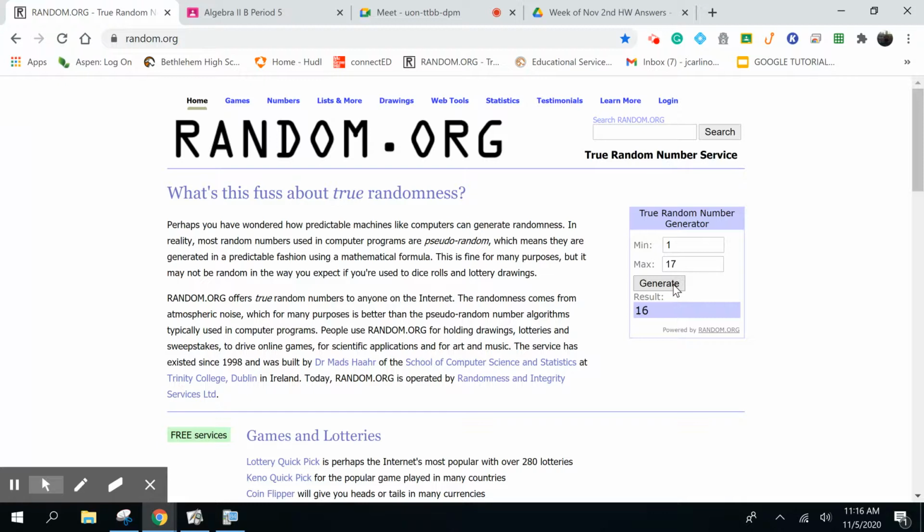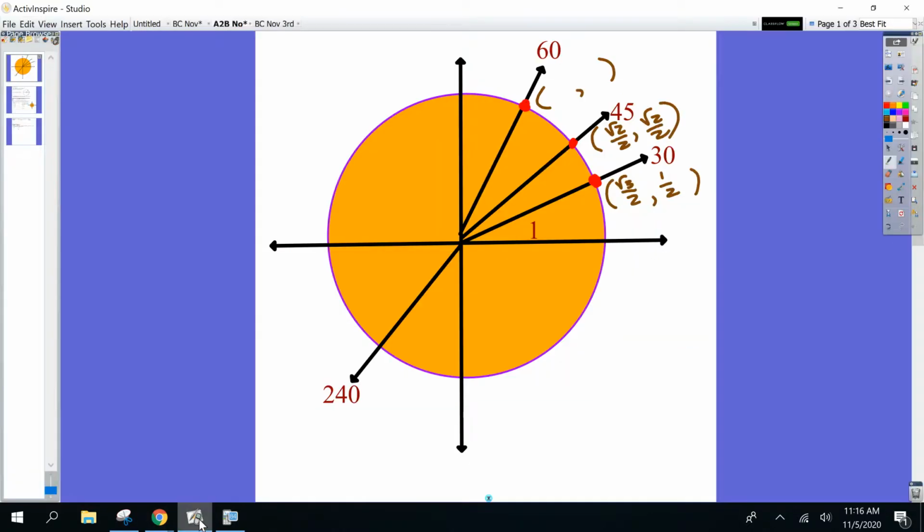Here you go. Kian, what's the coordinate at 60? 1/2 and then radical 3 over 2. Yeah. If you know 30, just flip them and you got 60. Any questions on those? Because we're still using them today, tomorrow, and into next week. Those coordinates at 30, 45, and 60.